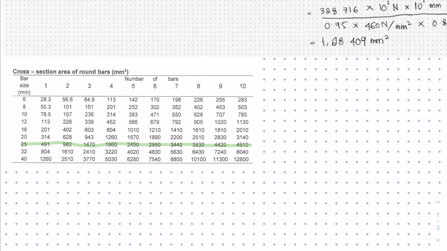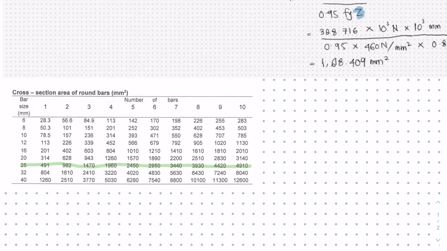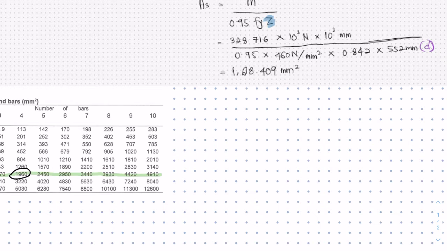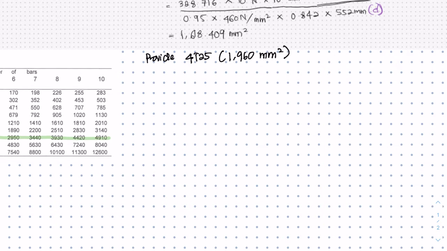And we look at the value of AS here, it is 1618.409. Therefore, we can select 1960, as long as the cross-section area of the round bars that we select is higher than the AS that we calculated. Then I can just write here, provide 4T25, 1960 millimeter square.